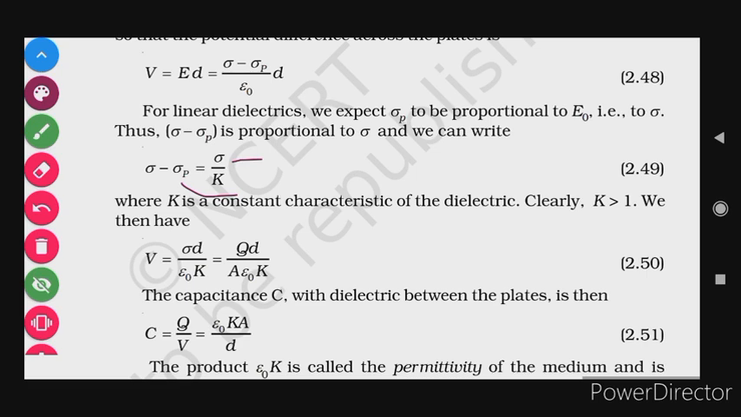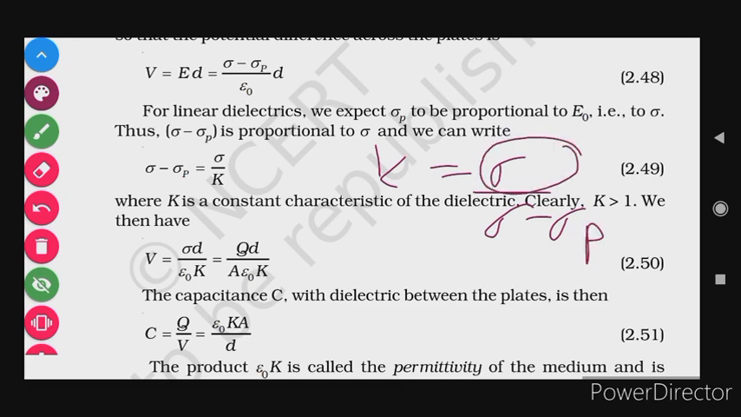That is how much the net surface charge density on the plates is now compared to the surface charge density when there was no dielectric, okay. And k is a constant characteristic of the dielectric, clearly k is greater than 1. You see, k is what? Sigma upon sigma minus sigma p. Definitely the sigma will be greater, okay. This is the reduction in the surface charge density when polarization is there, okay. So definitely this is greater, so k is obviously greater than 1.